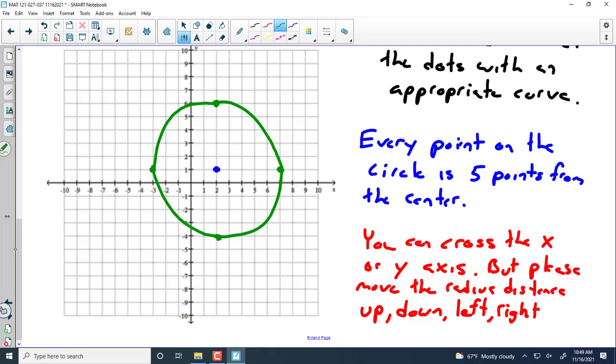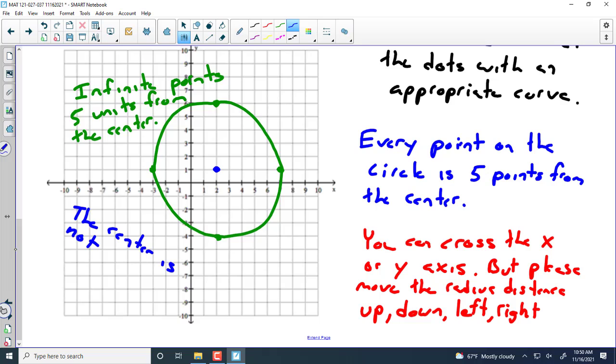Some people blow my mind on the test with how good they are at drawing circles. It's incredible. But there's our circle. Infinite points, 5 units from the center, which actually means, everyone, the center is not a point on the circle. Even though I plotted that point, that's not officially a point on the circle because it's not 5 units from itself. So really what the circle is, is just the loop.